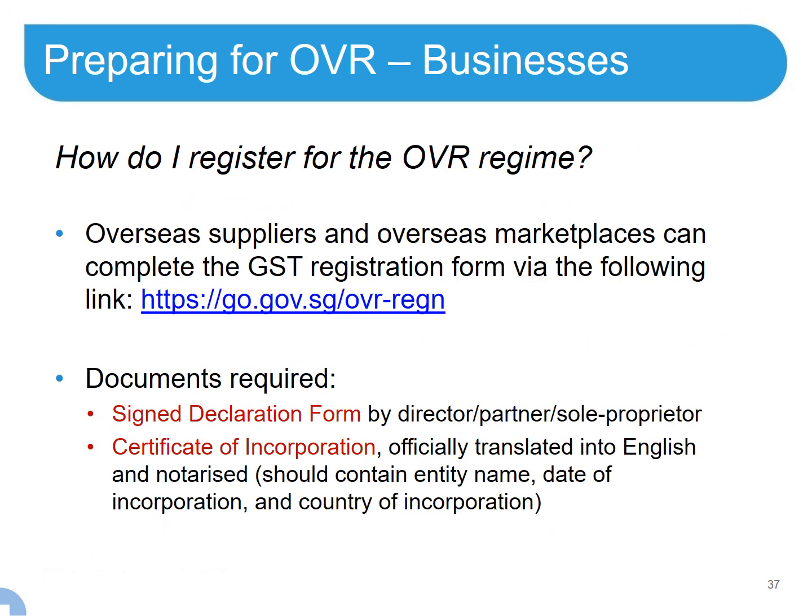Overseas suppliers and overseas marketplaces that would like to register under the Simplified Pay-Only regime can do so via the link shown in the slide. Before filling up the form, please note that you are required to attach a declaration form signed by your director, partner, or sole proprietor, and a notarized certificate of incorporation at the end of the form before submission. All the required documents can be found in the registration form, except your notarized certificate of incorporation.